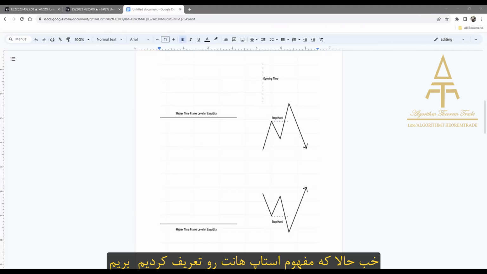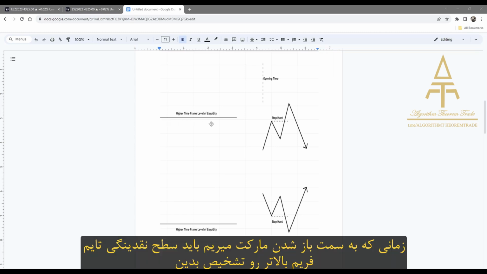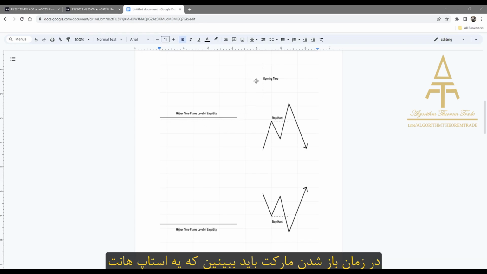Now that we've defined our concept of a stop hunt, let's take a look at a crude depiction of our defined concept. The first example, we will take a look at a bearish stop hunt. Heading into opening time, you want to identify your higher time frame level of liquidity. During opening time, you want to see a stop hunt occur into a higher time frame level of liquidity. Same thing for our bullish example. Heading into our opening time, we want to identify our higher time frame level of liquidity. During our opening time, we want to see a stop hunt occur into that higher time frame level of liquidity.